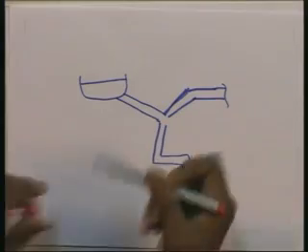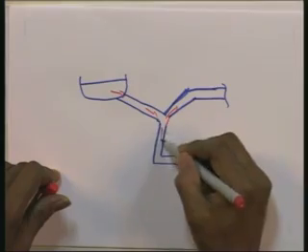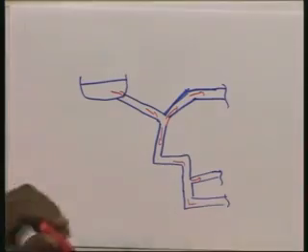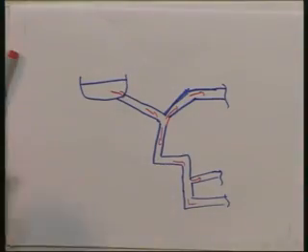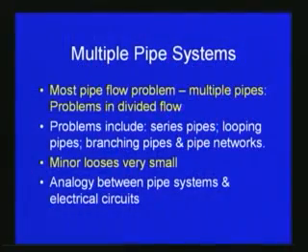So, in all these systems you can see that we may have to deal with multiple piping systems with a divided flow. You can see that the flow is starting from this location. It is flowing like this, and here it is flowing like this, so the flow is divided between the piping systems. So, the problems in multiple pipe systems include pipes in series, looping pipes, branching pipes, and pipe networks.